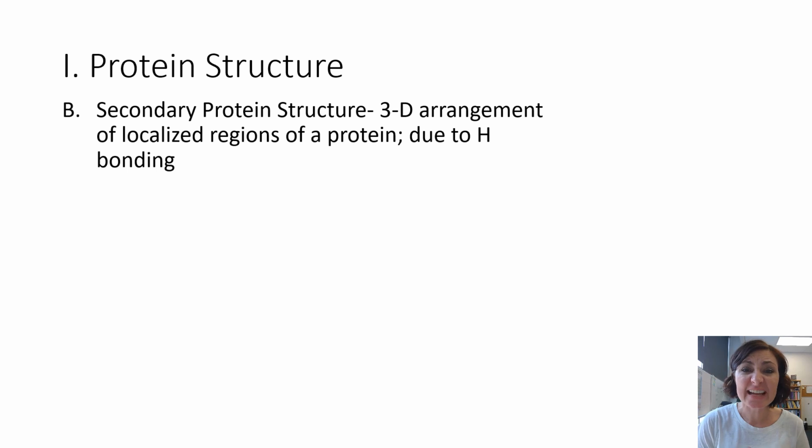All right, in our secondary structure of proteins, we're going to start to get a 3D arrangement, and you're going to get this in localized regions of your protein. This is due to hydrogen bonding, and it's especially due to bonding between the carbonyl of one amino acid and a nitrogen group of another. So you have hydrogen bonding occurring.